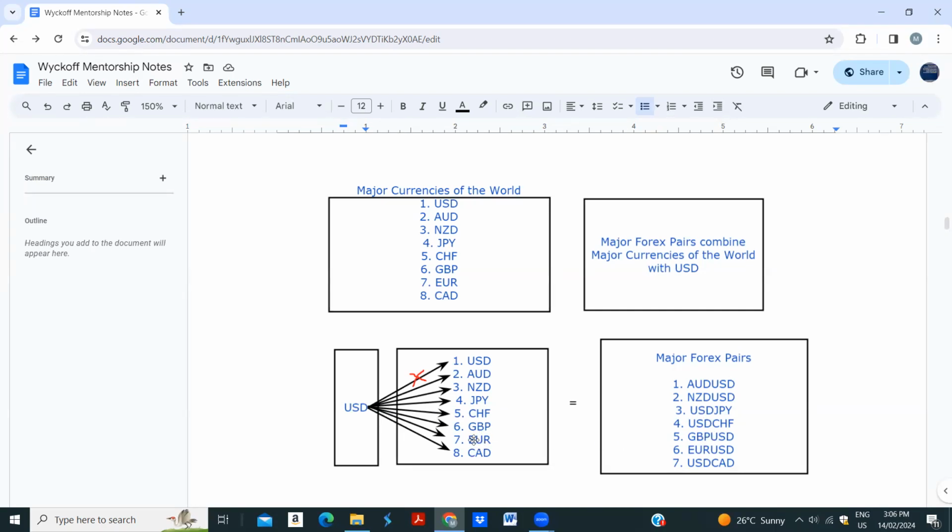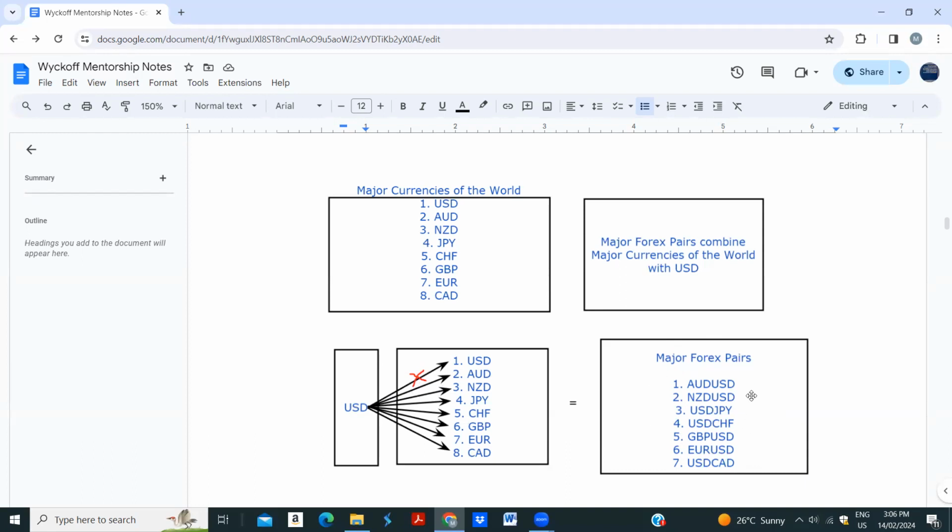When the euro is combined with the US dollar, it will become euro US dollar. When the Canadian dollar, or CAD, is combined with the US dollar, it will become USD CAD, or the US dollar and Canadian dollar. So the only exception is that we cannot combine US dollar with US dollar, so we will discard it. And then we will combine the rest of the currencies, and these will become the major forex pairs, or the major currency pairs.